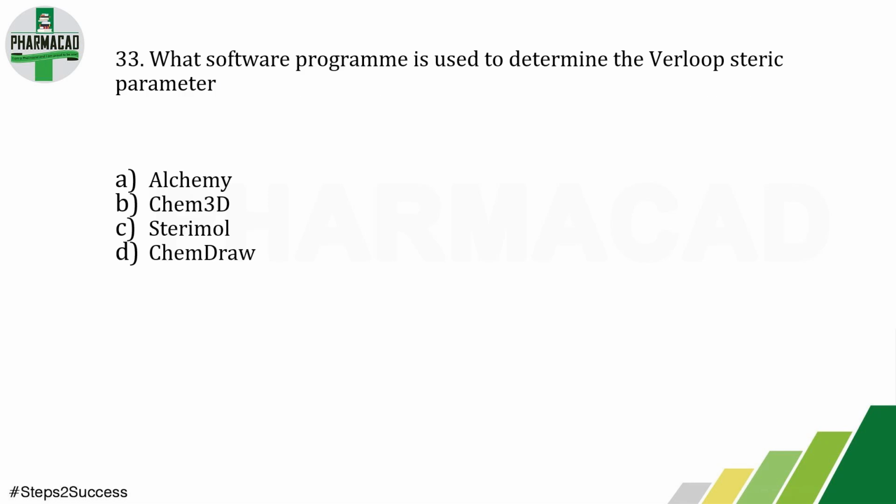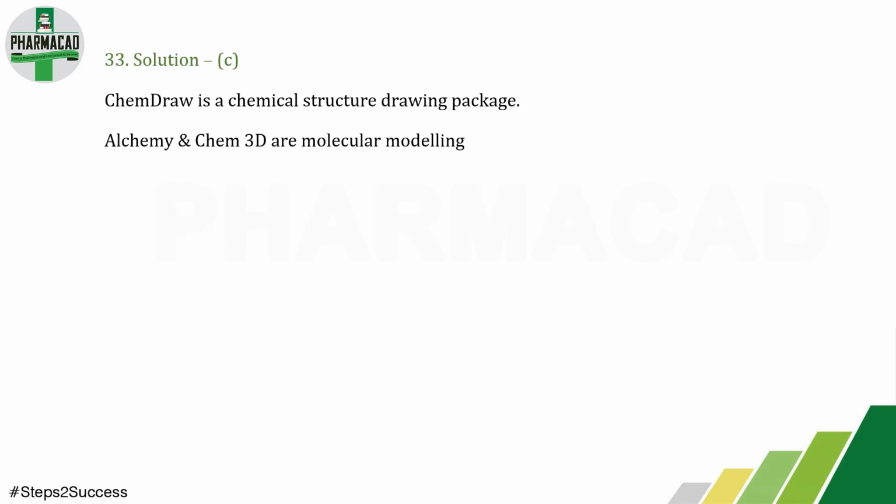Next question. What software program is used to determine the Verloop steric parameter? The options include Alchemy, Chem3D, Sterimol or ChemDraw. So the correct option here is Sterimol, because ChemDraw is a chemical structure drawing package. Here we can draw a number of structures. Then Alchemy and Chem3D, these are the molecular modeling softwares. And they have asked to determine the Verloop steric parameter. For that we have Sterimol.